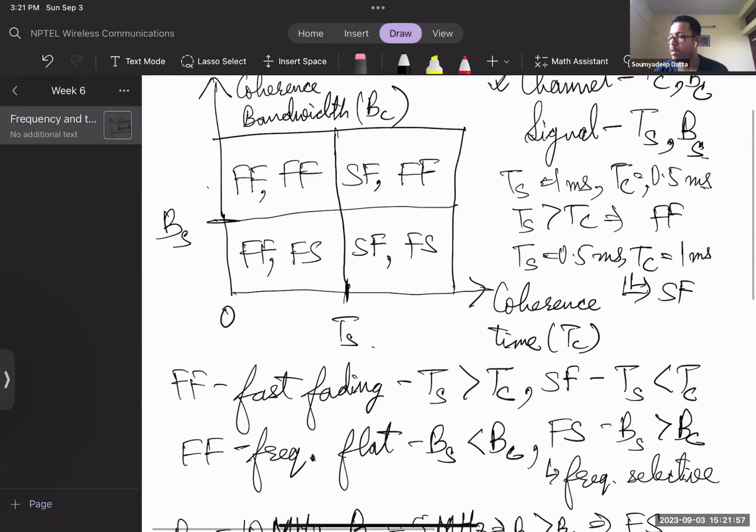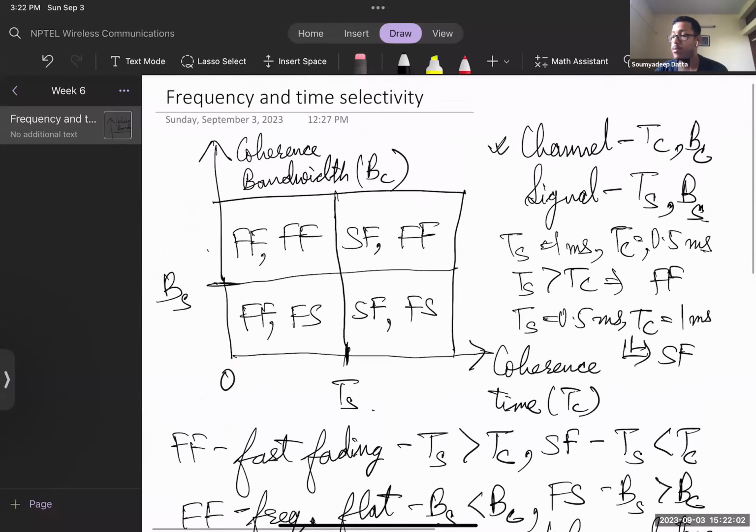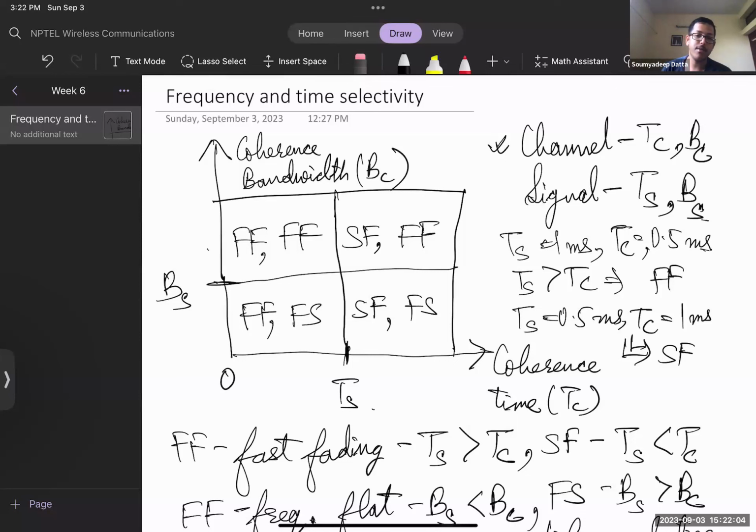I hope this kind of makes sense. If there are any doubts, please let me know now, because this is kind of the crux on which this whole week is based. Sir, what is the meaning of this frequency selective and frequency flat?